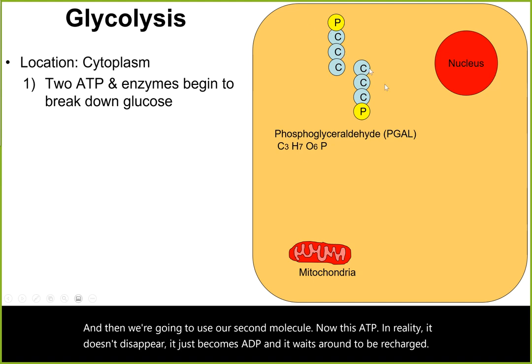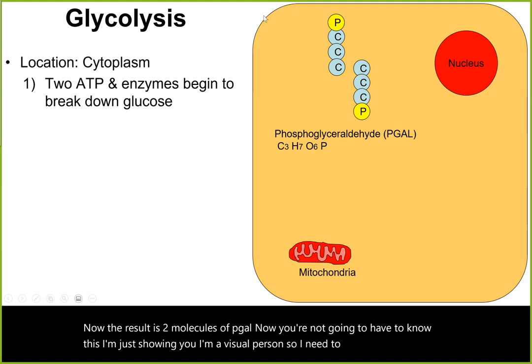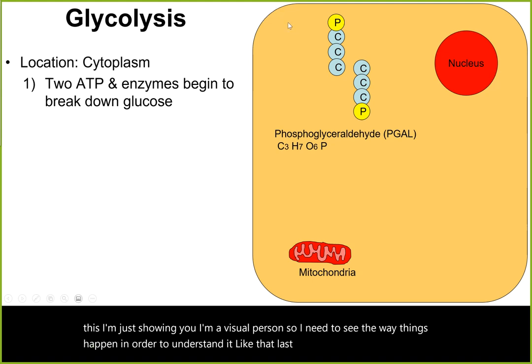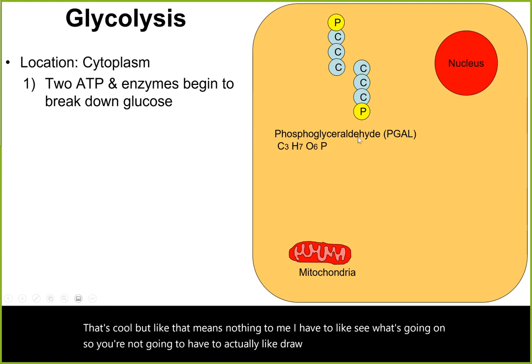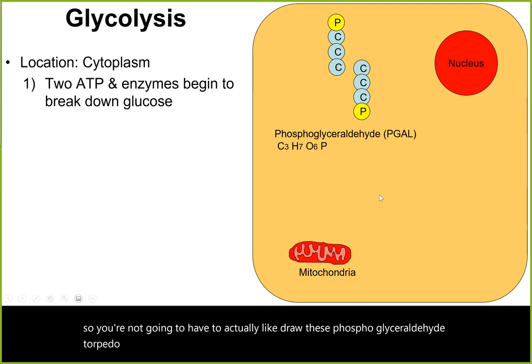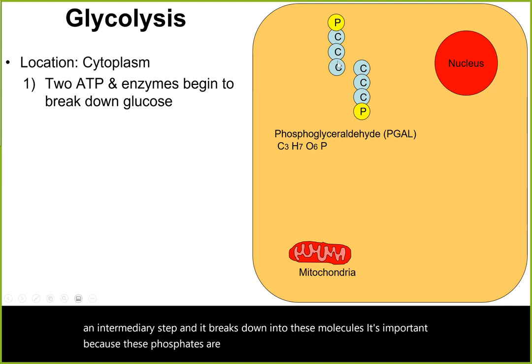Now, the result is 2 molecules of pGal. Now, you're not going to have to know this. I'm just showing you. I'm a visual person, so I need to see the way things happen in order to understand it. Like that last slide that listed the process, that's cool, but that means nothing to me. I have to see what's going on. So you're not going to have to actually draw these phosphoglyceraldehyde or pGal molecules. Just know that when you first break down the glucose, there's an intermediary step and it breaks down into these molecules. It's important because these phosphates are added to make this a stable molecule.